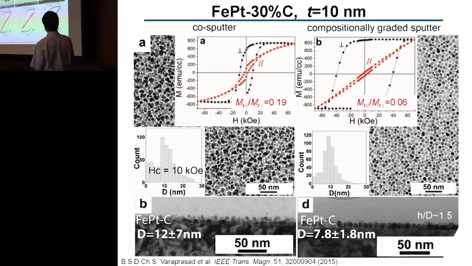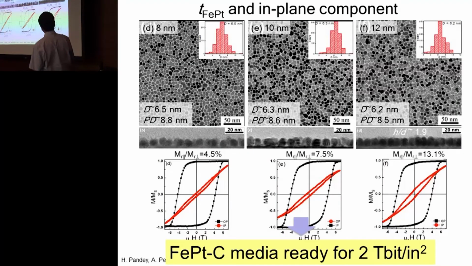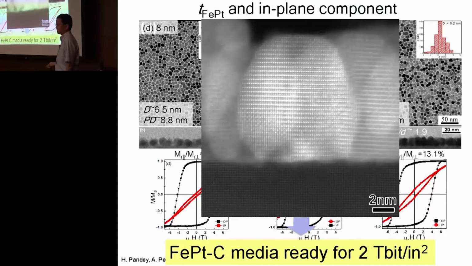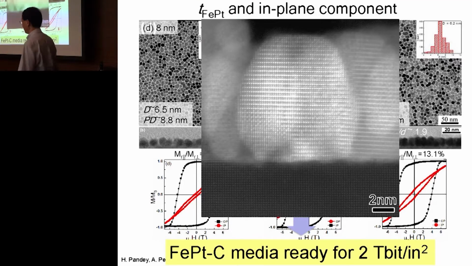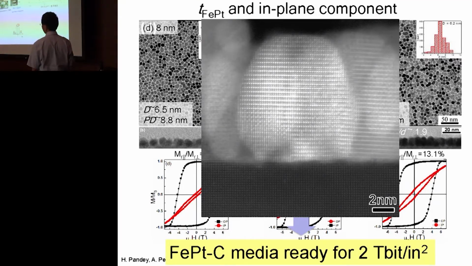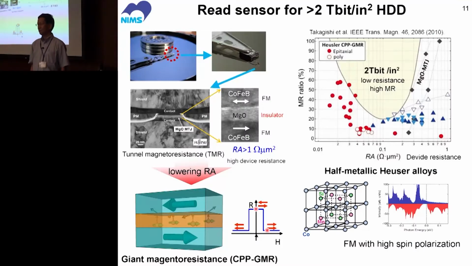So we can further tune the microstructure, and currently we can attain 6 nanometer pitch distance, 8.6 nanometer. And the aspect ratio can go to 1.9, although if we try to make this thicker, we tend to get the in-plane component. But this shows iron platinum carbon media is ready for 2 terabit per square inch heat assisted recording. So now we have to think about the reader.